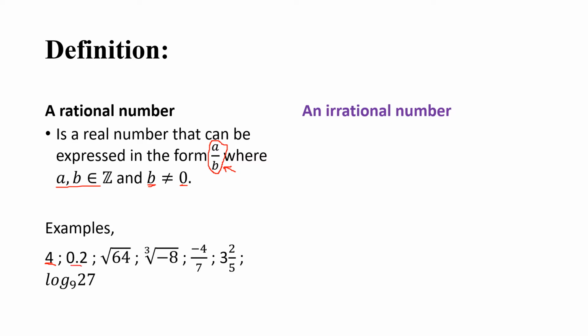Example number 2, 0.2. 0.2 is a rational number because we can express 0.2 as 1 over 5, where both 1 and 5 are integers.